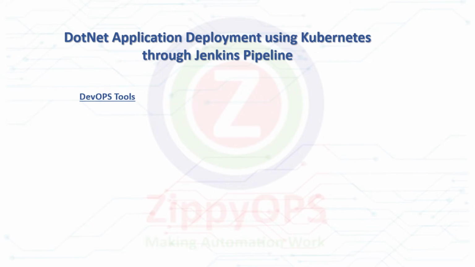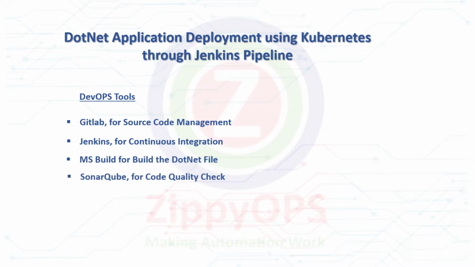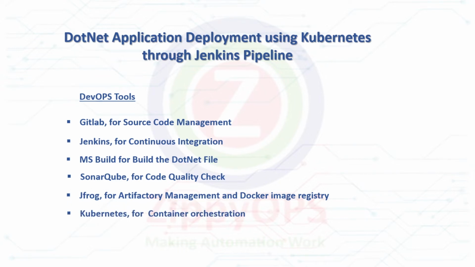The tools which were used in this .NET application deployment are: GitLab is used for source code management. Jenkins is used for continuous integration. MSBuild is used to build the .NET file. SonarQube is used for code quality checks. JFrog for artifactory management and Docker image registry. Kubernetes for container orchestration. Docker for containerization.